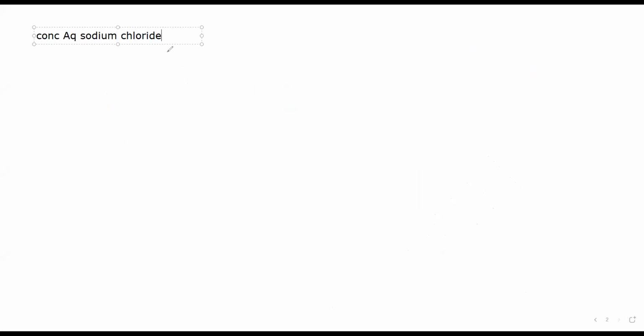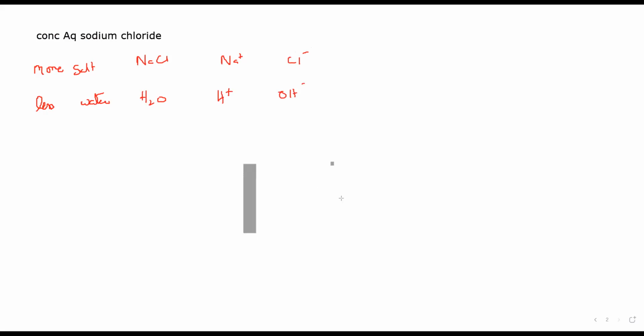the term concentrated aqueous sodium chloride means it will have more salt and less water. More salt means more NaCl and less water, H2O. So there will be sodium ion, chloride ion, hydrogen ion and hydroxide ion. If they did not mention the electrodes, then electrodes are made of carbon or platinum.